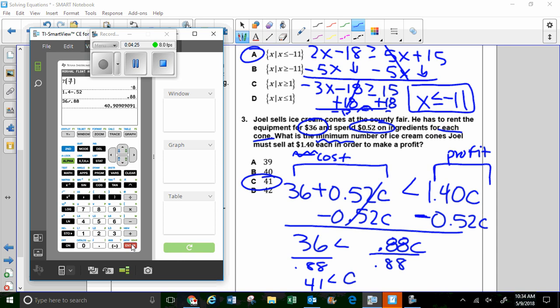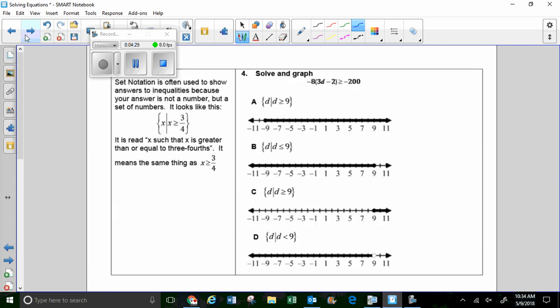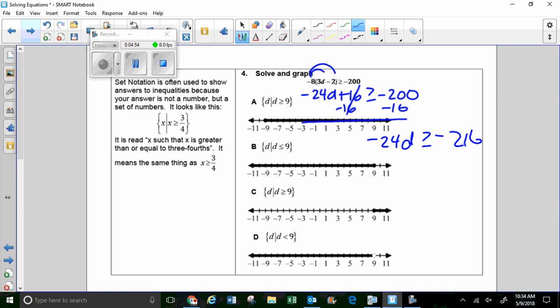So there you go. Go ahead and flip to the next page. So number 4, just a regular old solving inequalities problem. So go ahead and distribute. Bring that negative along with it, so that makes it negative 24d plus 16 is greater than or equal to negative 200. My variable is already on the left, so I'm just going to move my constant to the other side, which gives me negative 24d is greater than or equal to negative 216.